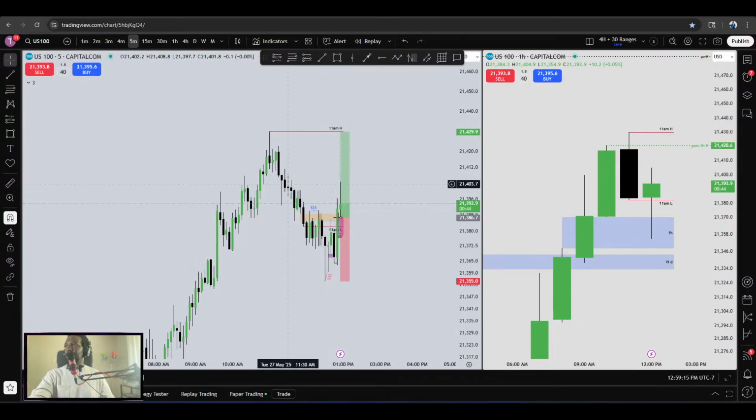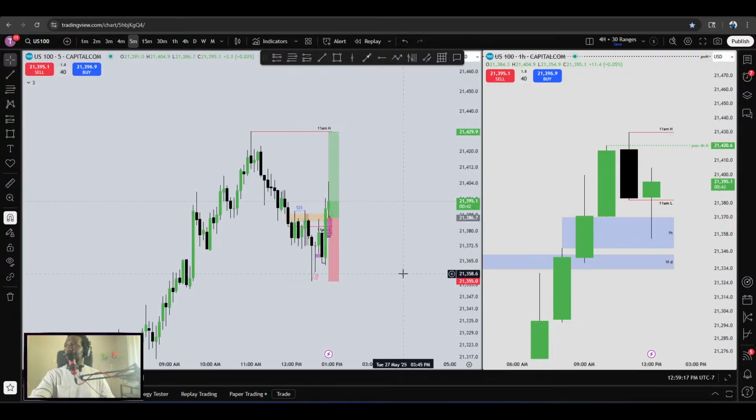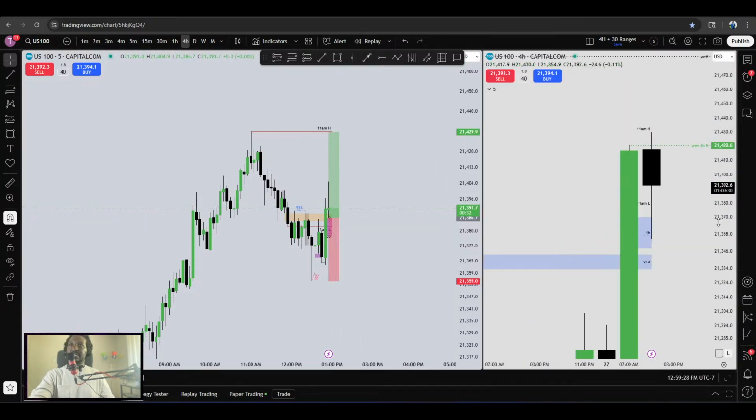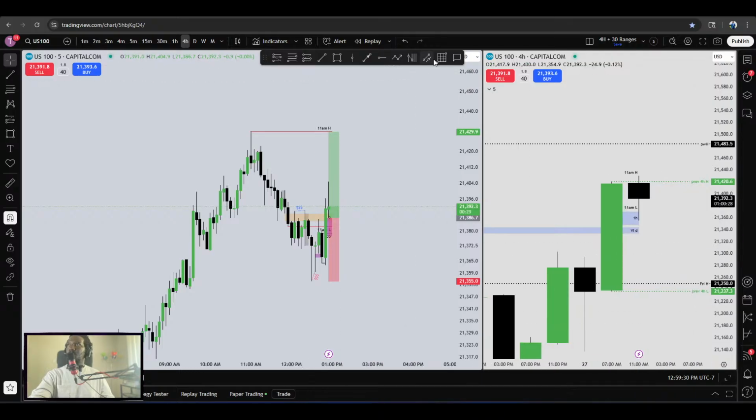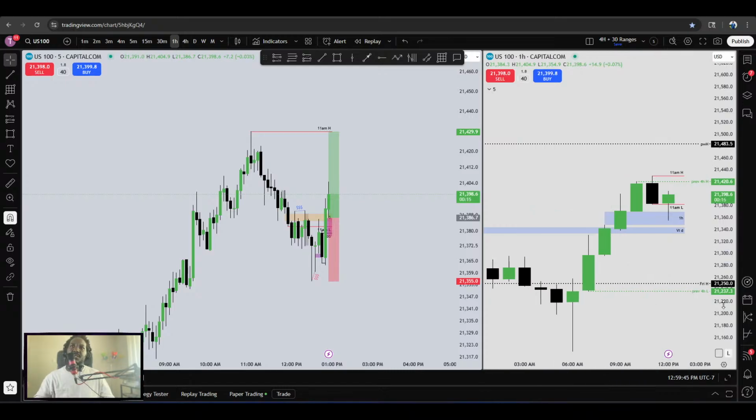Again, that 5 minute acting as support really nicely. There's really nothing here to hold price to the downside, so we should get up there. What do you think? Did we even get to the discount of this 1 hour, or the 4 hour? No, we did not. But we do have that 1 hour fair value gap right there, which is acting as support. So I'm gonna end my stream here.